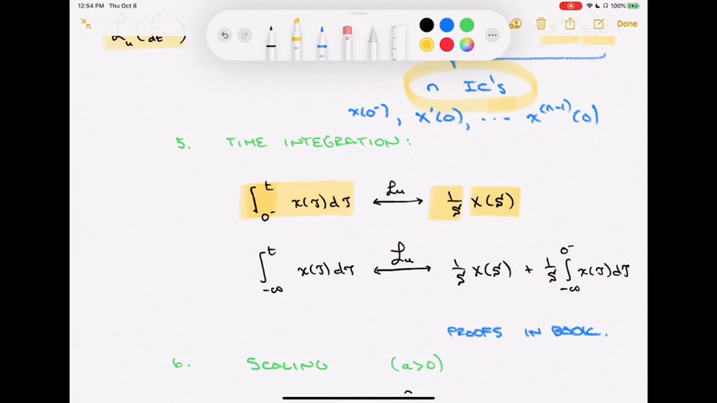Again, these can be proved. I'm not going to prove this particular one. If I went ahead and allowed the integration to go from minus infinity to t, well, you still would get the same result that comes out of the 0 to t part of the integration, and then there's the rest of the stuff.